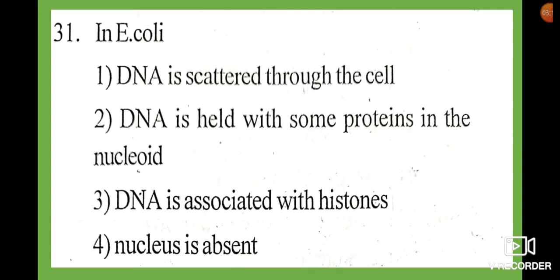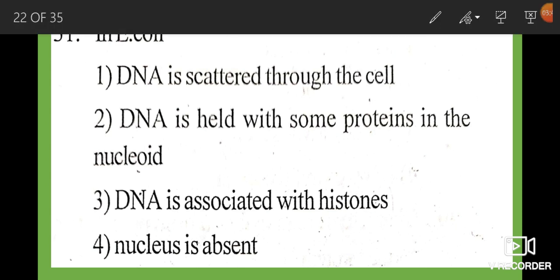Question number 31. In E. coli, in Escherichia coli, the options are: DNA is scattered through the cell; DNA is held with some proteins in the nucleoid; DNA is associated with histones; nucleus is absent. Which one is the correct one? So the right option is 2. DNA is held with some proteins in the nucleoid.